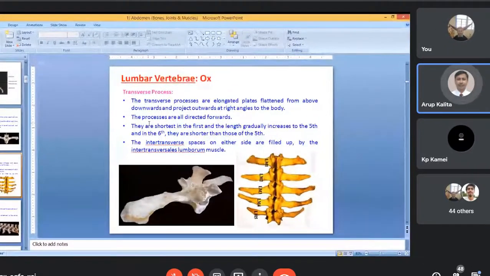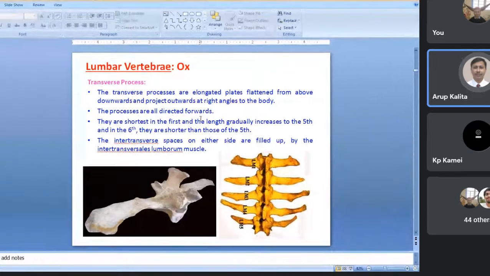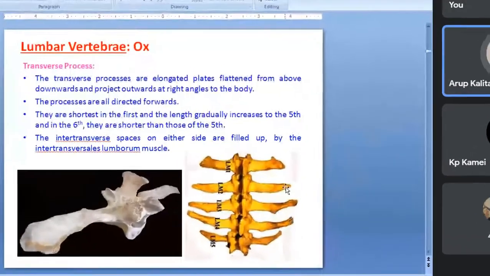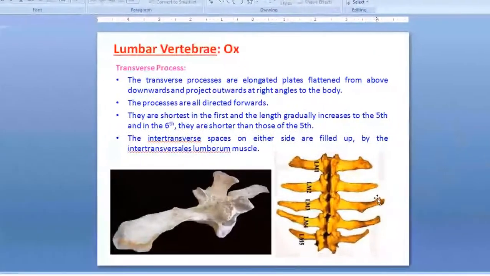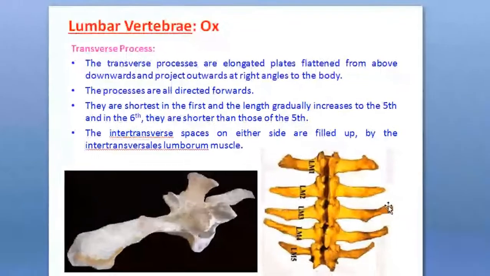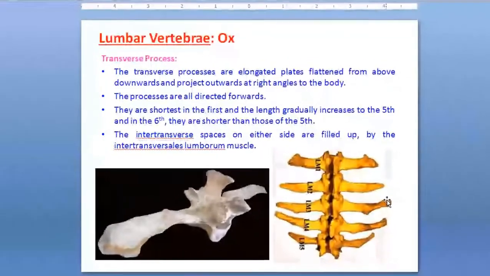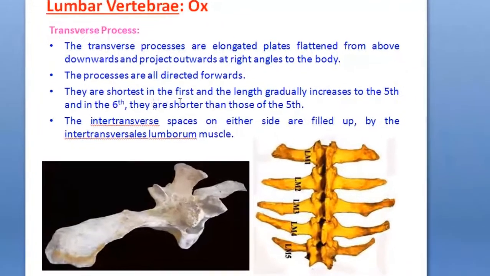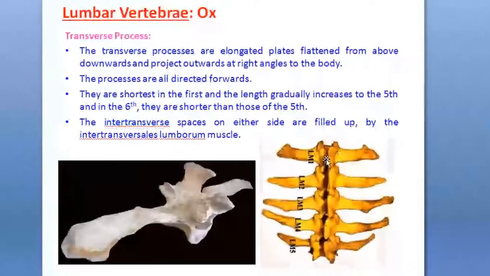The processes are all directed forwards. You see, the direction of these processes is forward, forward, forward. The processes are going cranially, so they are directed forward. They are shortest in the first. The first one is shortest, then gradually increase up to the fifth, and the sixth one is abruptly short. So you see the direction.